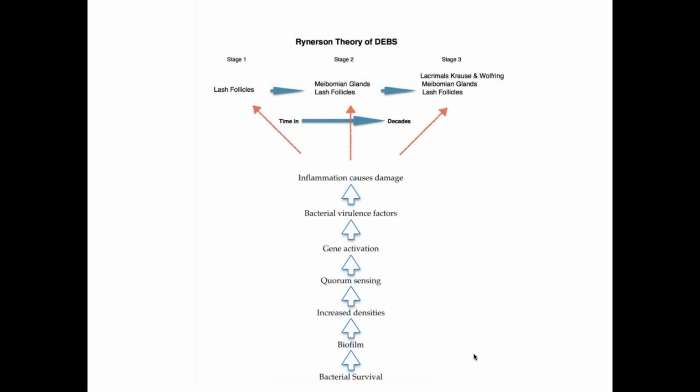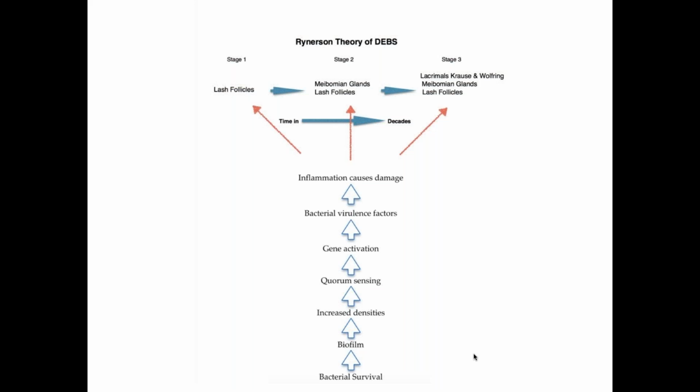This is the theory of dry eye and blepharitis syndrome, and it starts at the bottom with bacteria. Bacteria, in order to survive, create something called a biofilm. This biofilm houses and protects the bacteria and allows them to increase their population densities. They go through a process called quorum sensing gene activation, which allows them to start producing toxins. And these toxins are what cause the inflammation.